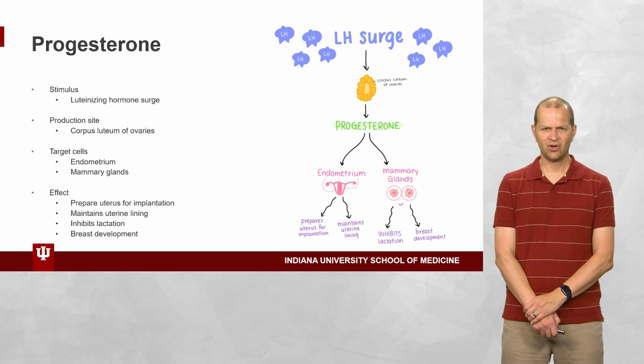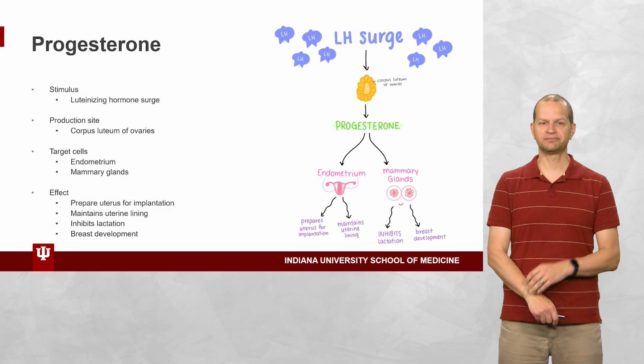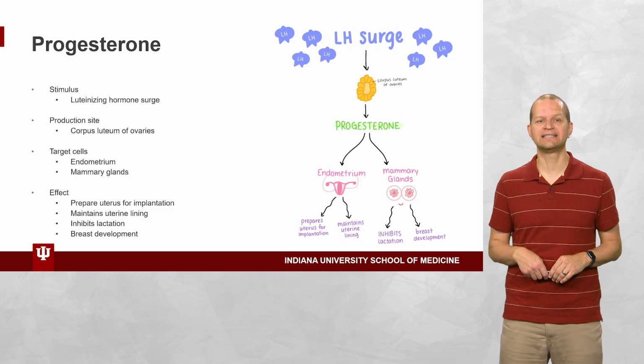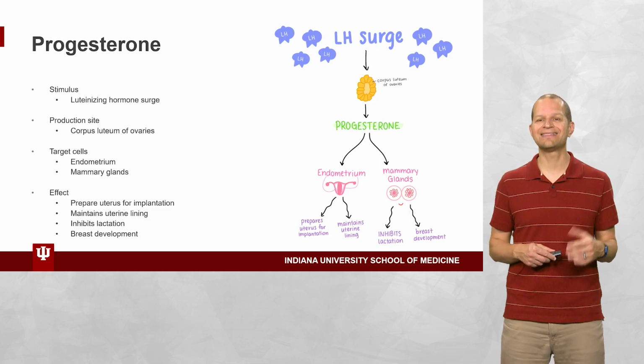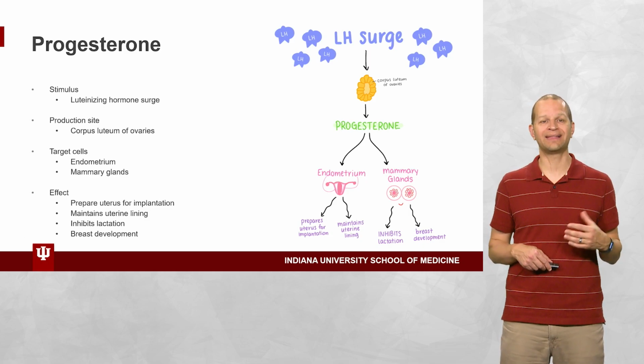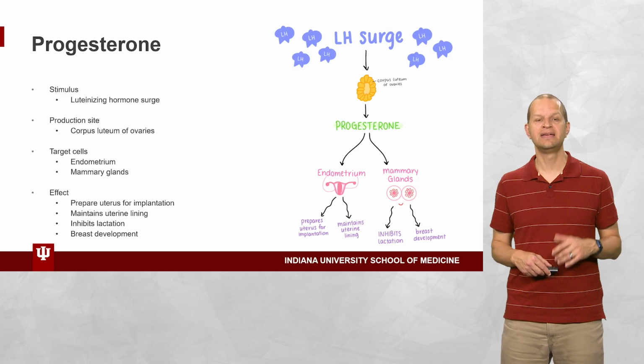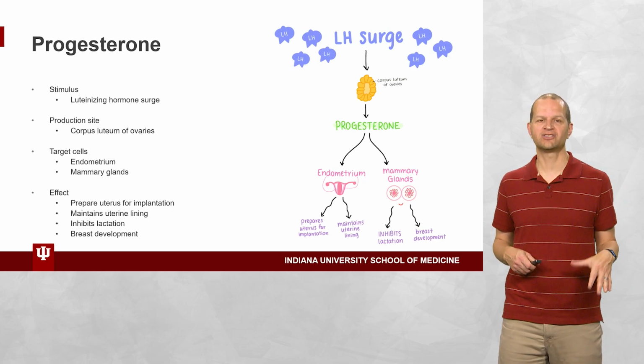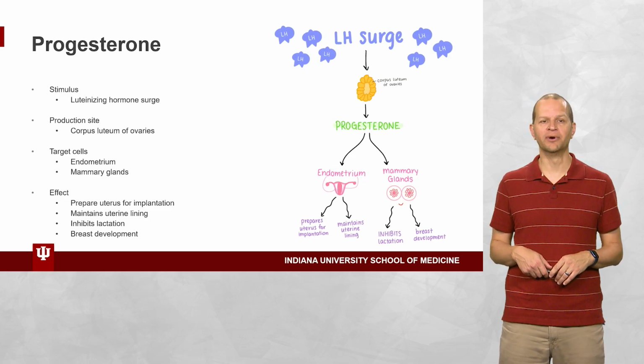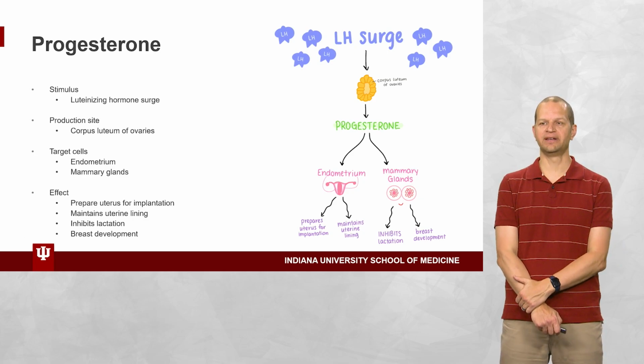The progesterone targets the endometrium, which is the lining of the uterus, as well as the mammary glands. Ultimately, this causes the uterus to get ready for possible implantation. It helps maintain that uterine lining in case implantation of a fertilized egg occurs. It prevents lactation from occurring. So in this case, it's an inhibitory hormone, and it also helps with development of the breasts.